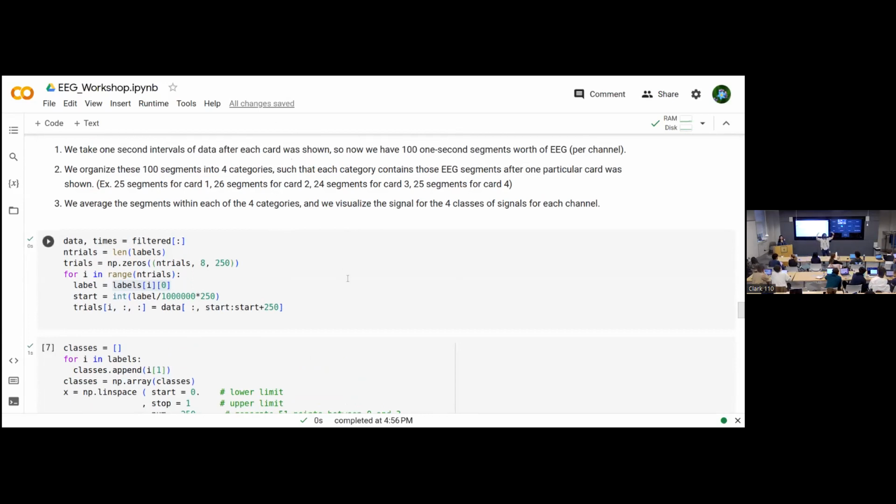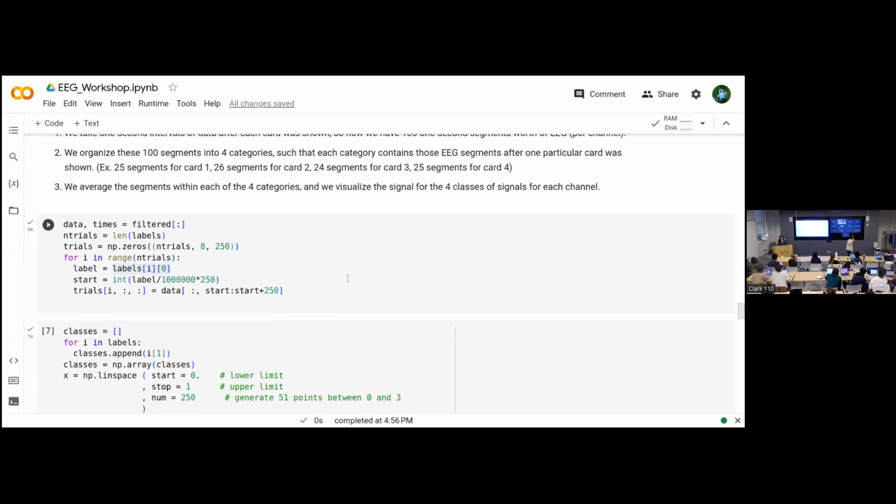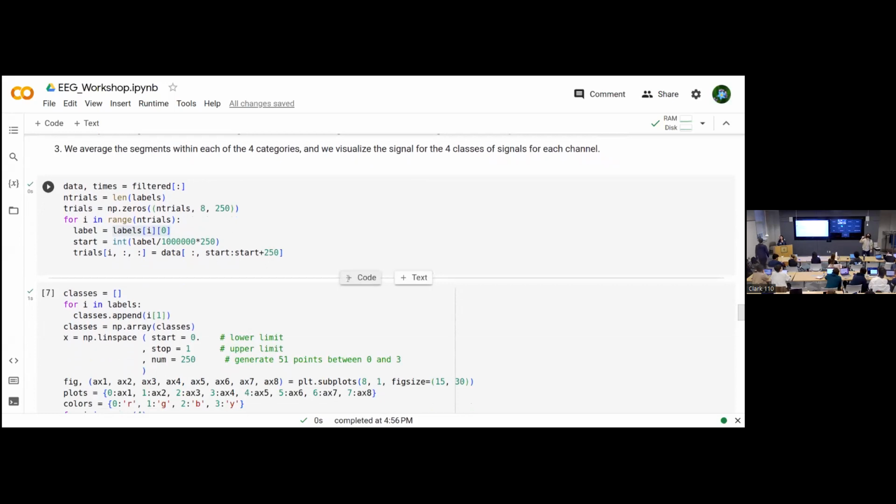Guys, quick check. Is the latest block working for everyone? Up to the block where it's showing you 4 different colored curves, and then you should see 8 different blocks of that. Okay.